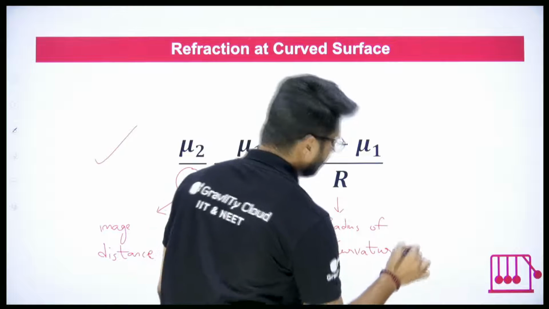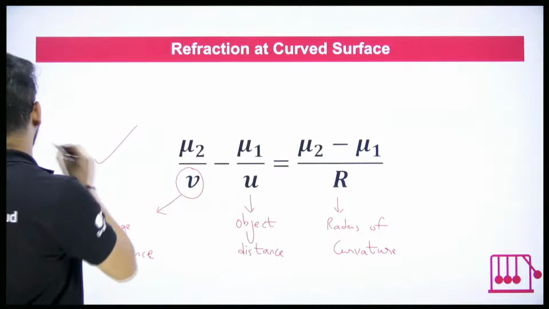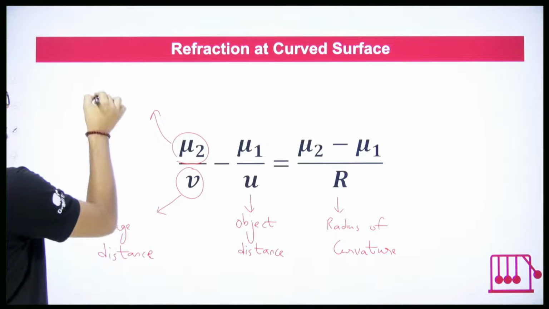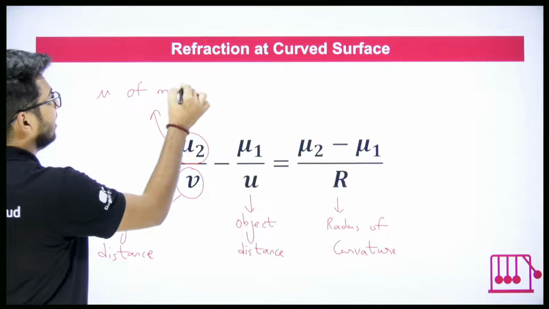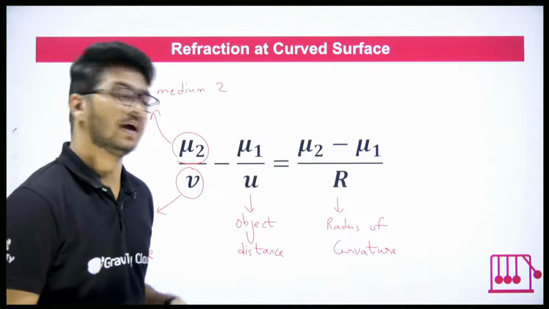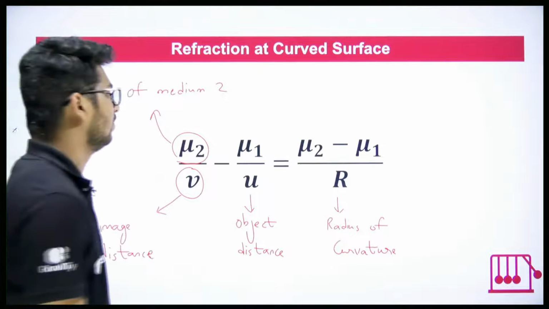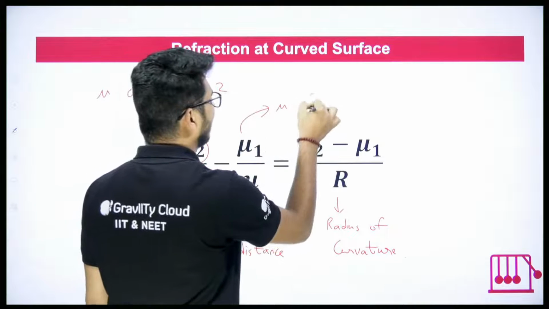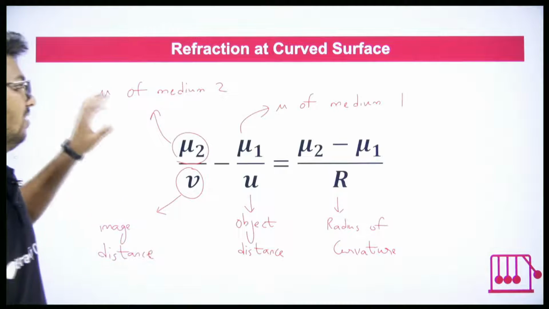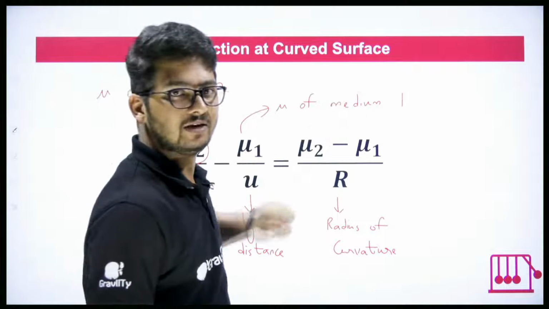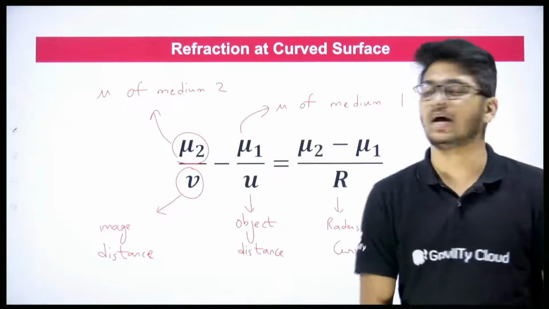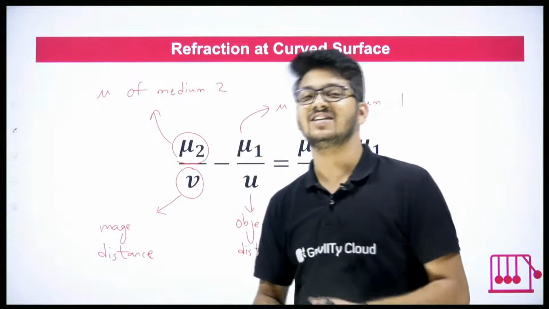Okay, all this is fine. But the question is, what is mu2? It is the refractive index of medium 2. That is the reason why I was focusing on medium 2 and medium 1. It is more important to identify them. What is mu1? It is the refractive index of medium 1. There are 5 terms here: refractive index of medium 2, refractive index of medium 1, image distance, object distance, and radius of curvature. So using this formula, we can calculate the image distance.